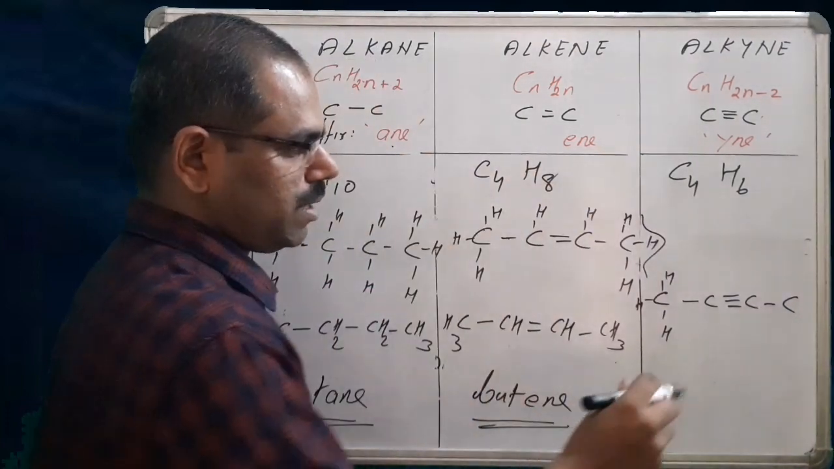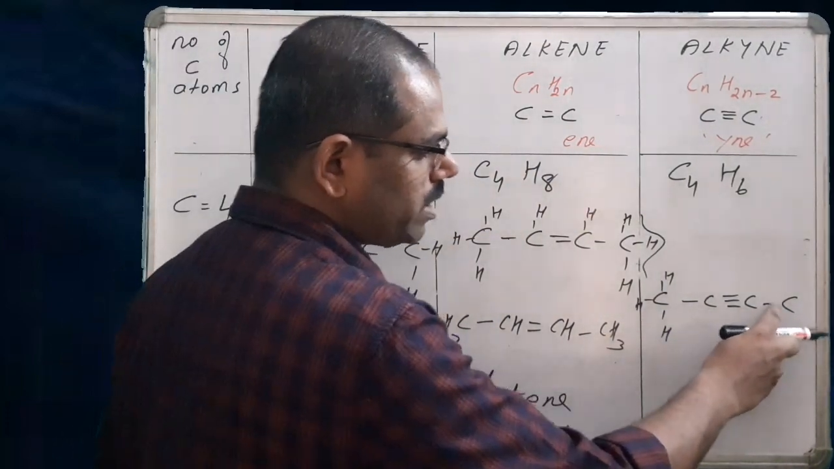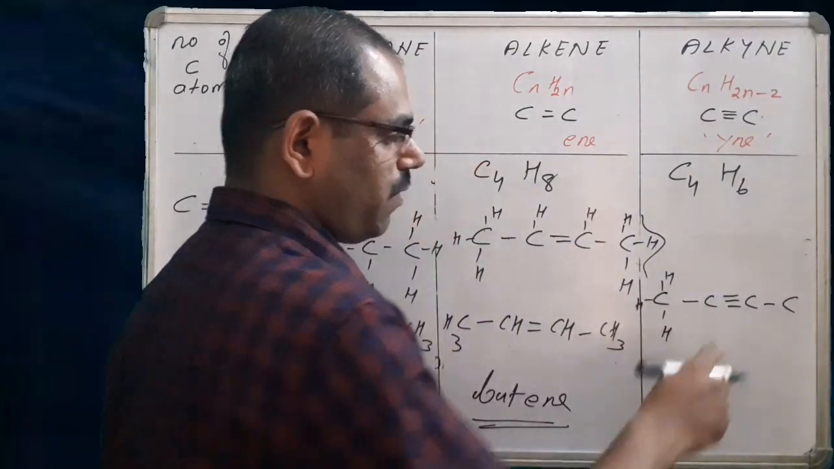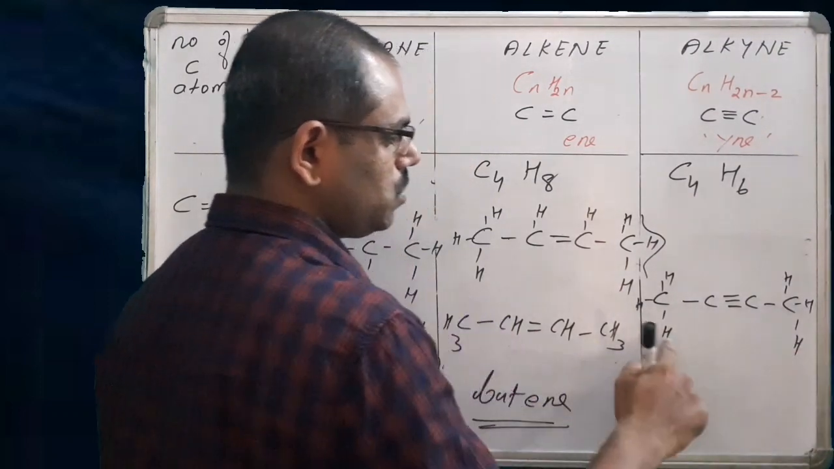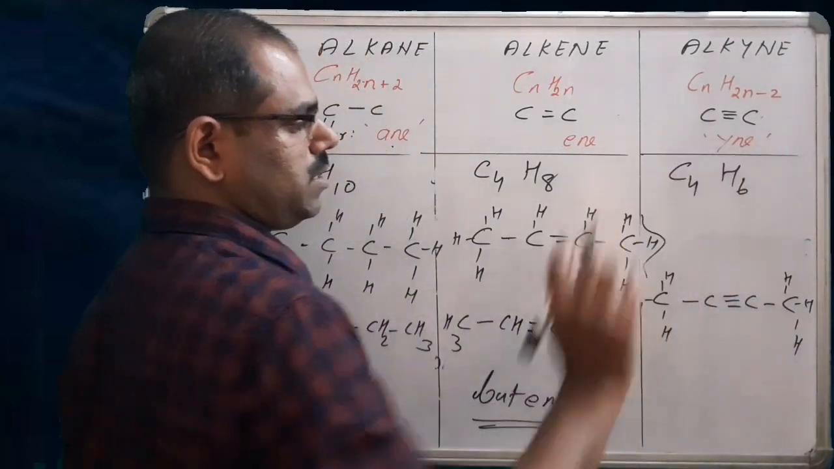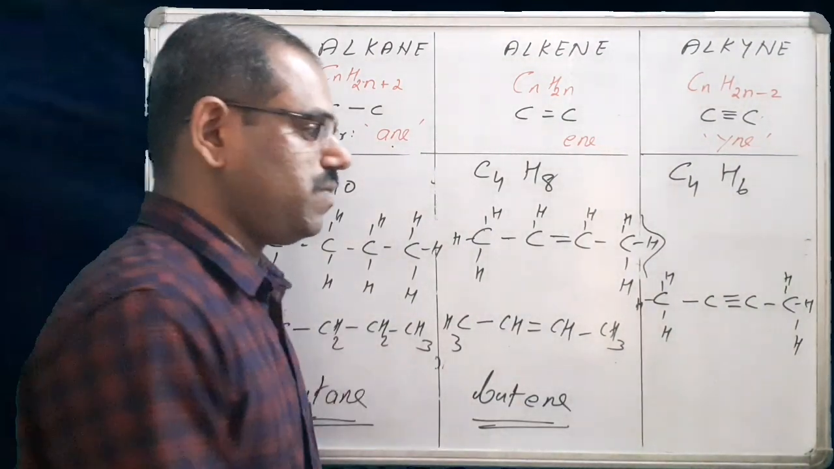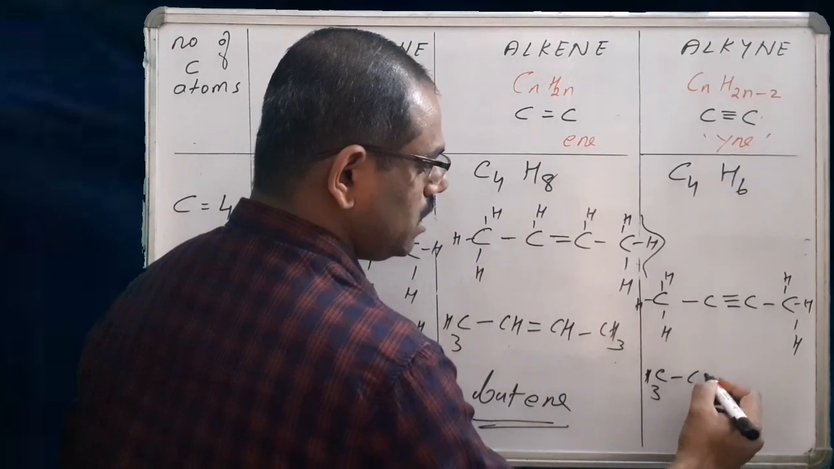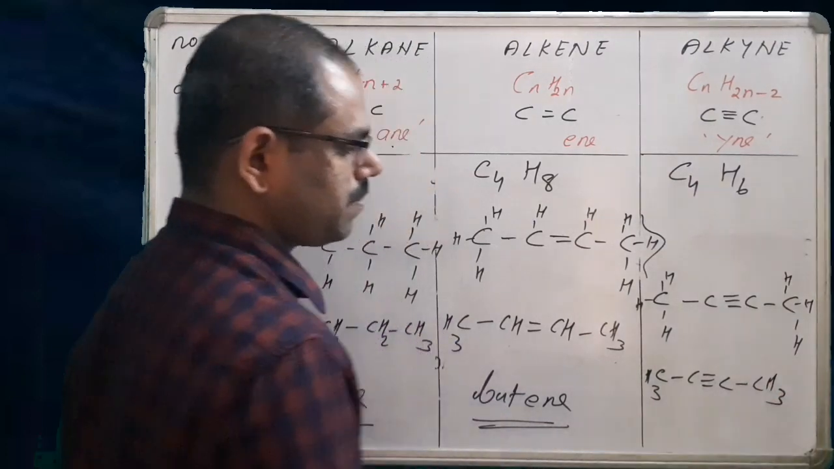And the third carbon, 3 bond towards the second carbon and 1 bond towards the last carbon. 4 bonds over. Then you consider the last carbon. Only 1 bond is there. Second bond, third bond and fourth bond. So C4H6. This is the structural formula. About the condensed formula, CH3, single bond, C, triple bond, C, single bond, CH3.